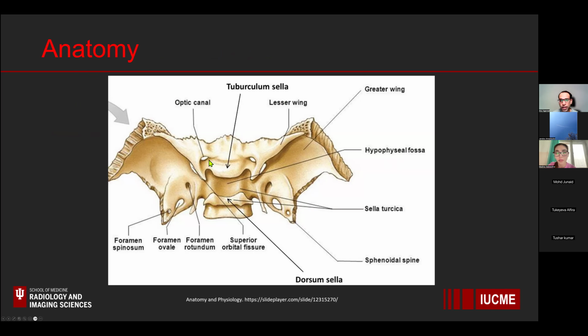You also see that there is an exit for the optic nerve in the optic canal, and that's going to become important as we see masses that can expand and compress upon the optic chiasm, inciting some optic neuropathy.